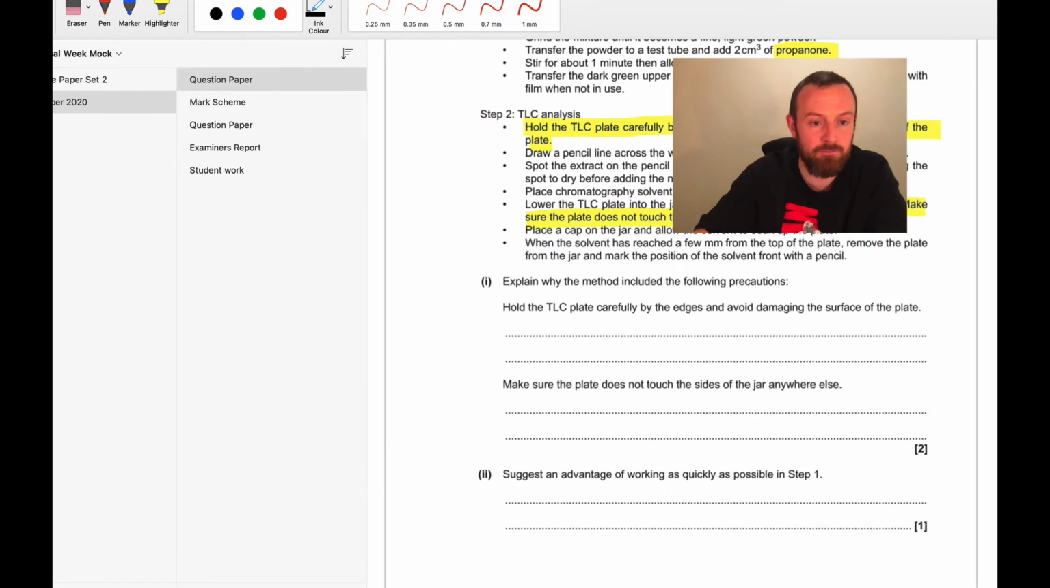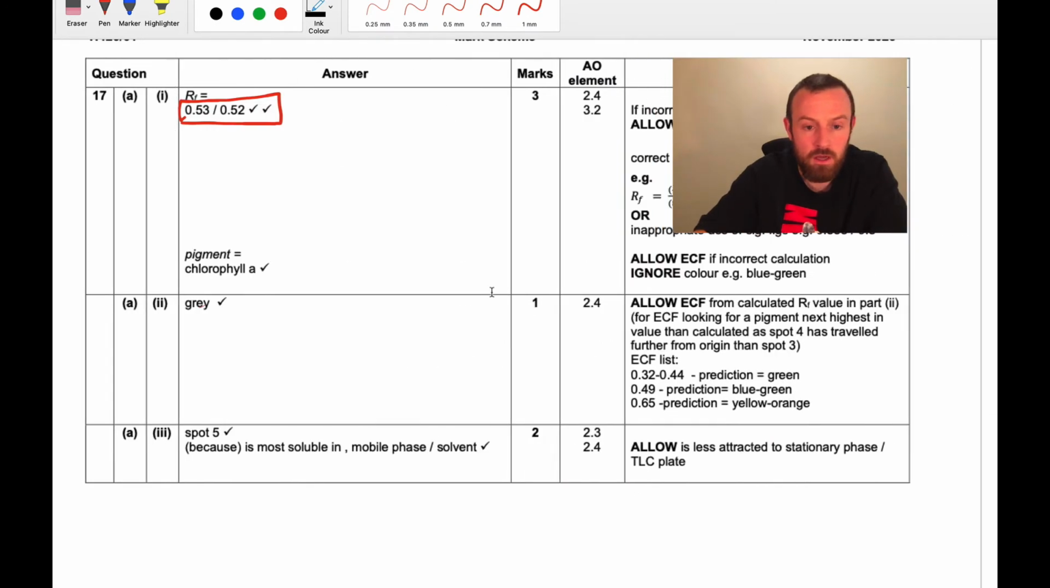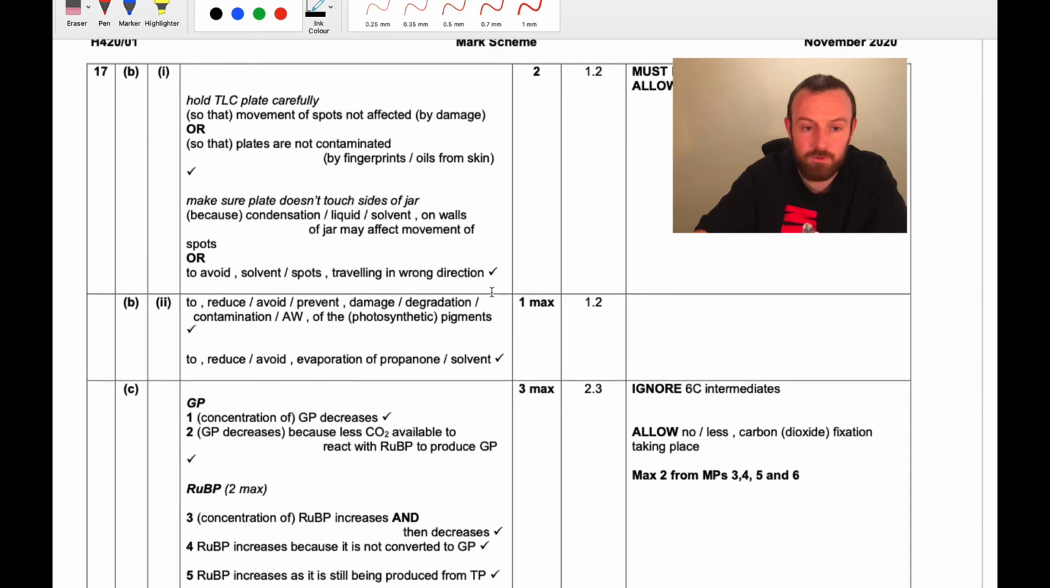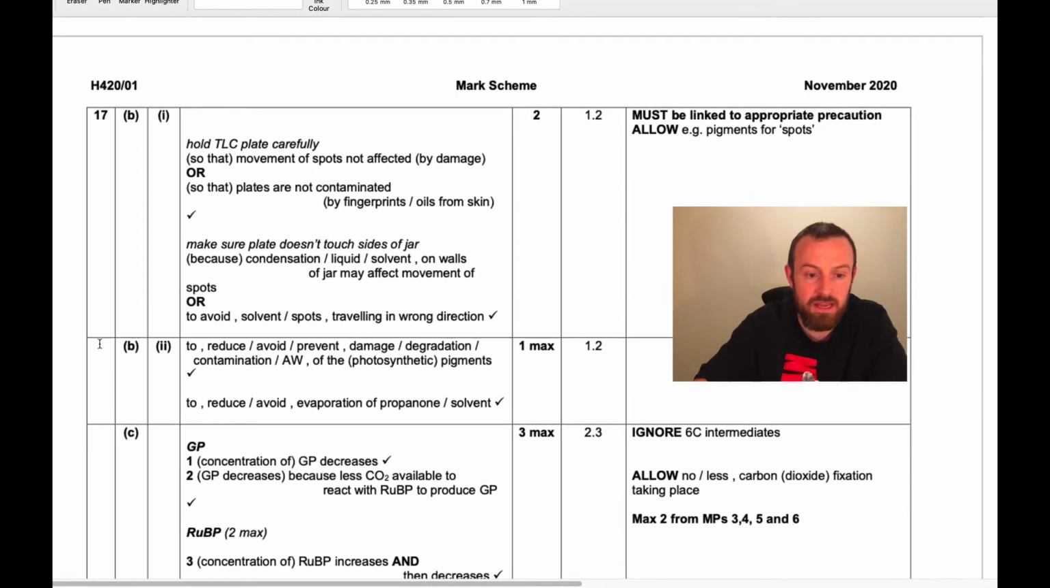So here's the mark scheme. Just have a little look. Pause if you need to have a little look and see how you did. So we're looking at 17b, 1 and 2. Okay, have you looked at that? Let's move on and talk about 17c.